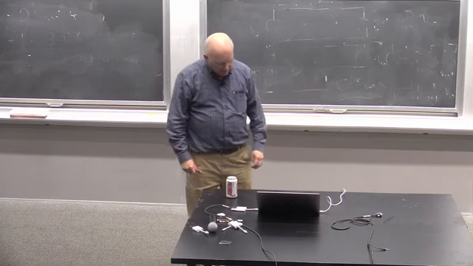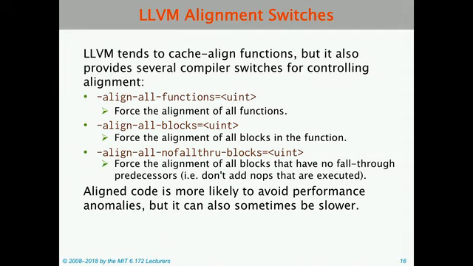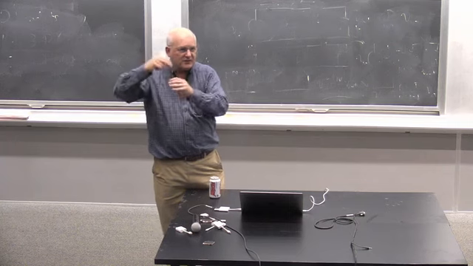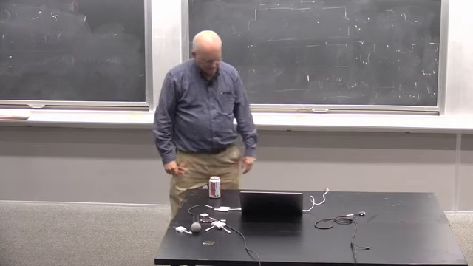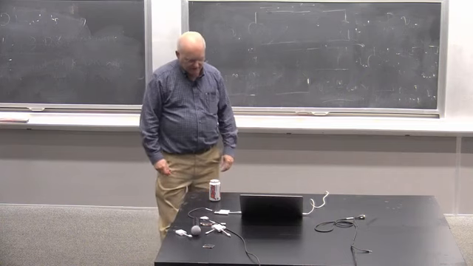Okay. Probably more practical is to force the alignment of all blocks that have no fall-through predecessors. That is, you don't have to add notes. So this basically reduces it to the ones that are usually causing the trouble. So aligned code is more likely to avoid performance anomalies, but it can also sometimes be slower. And so one of the questions is, well, which matters to you in your particular thing?